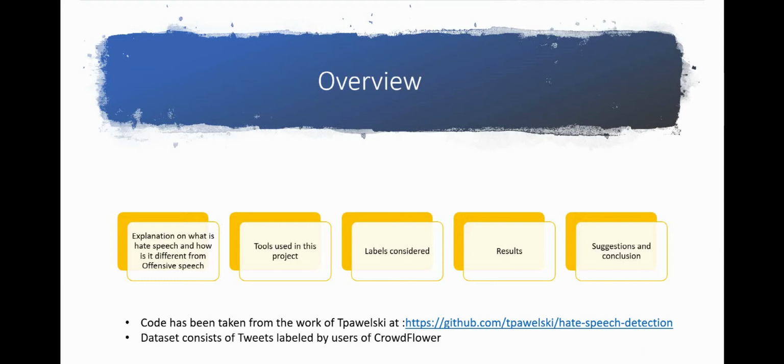So the code has been taken from the work of Pawelski from the GitHub link given here, and there were a few changes made and a few different tweaks done to get a little better results, but almost the same. And the dataset consists of tweets labeled by the users of Crowdflower.